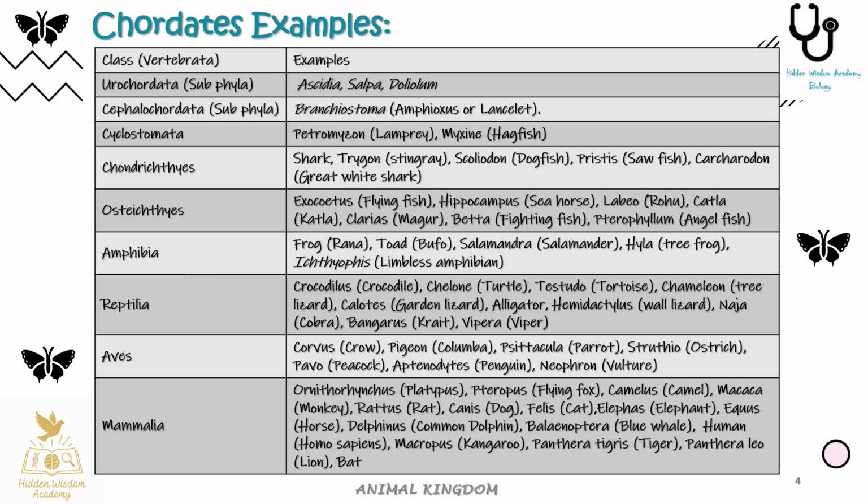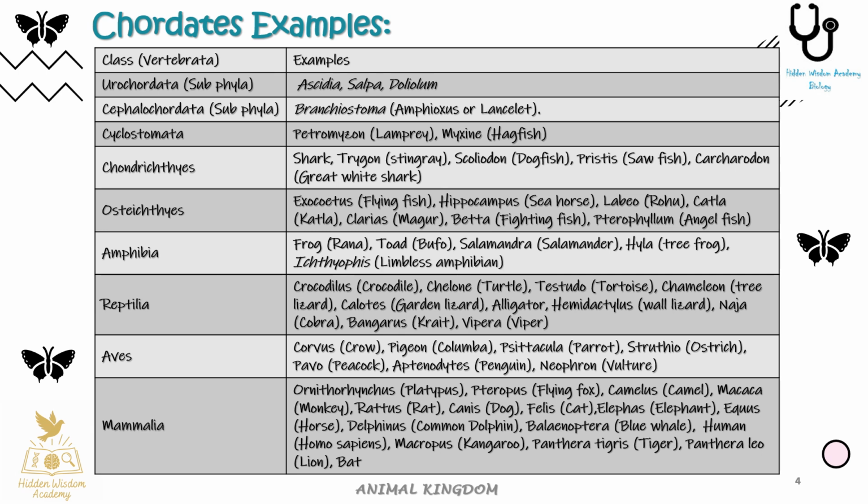Let's now explore the diverse world of chordates by looking at examples from each class and subphylum. Starting with Urochordata, we have Ascidia, Salpa, and Doliolum. In Cephalochordata, the key example is Branchiostoma, also known as Amphioxus or lancelet. Moving into true vertebrates with Cyclostomata, examples include Petromyzon the lamprey and Myxine the hagfish.